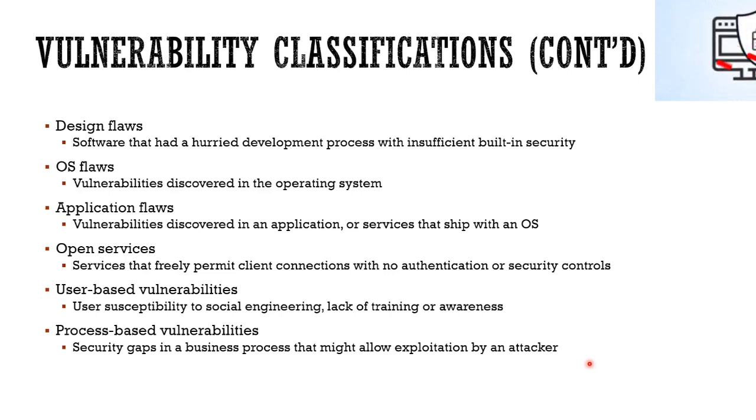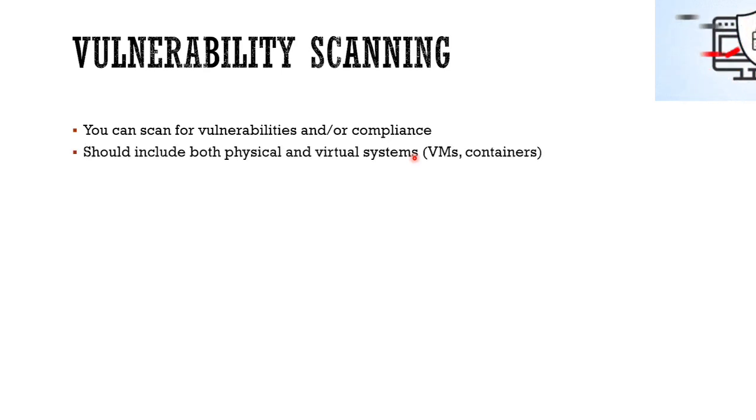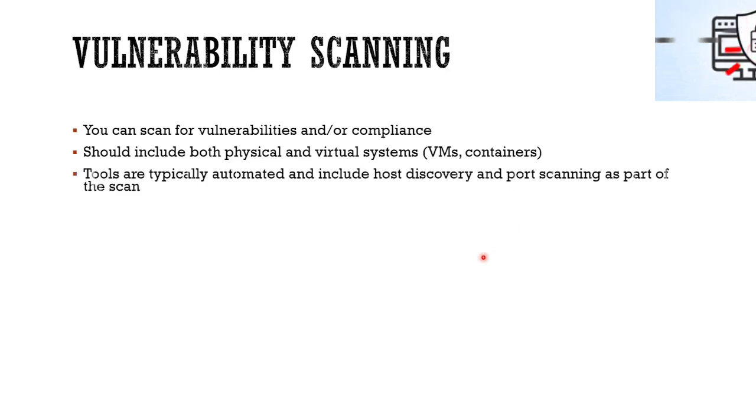So let's scan for vulnerabilities. We could scan for not only vulnerabilities, but also compliance. When you do vulnerability scanning, you can choose with some of the scanners. You can say, I'm trying to scan for compliance for some regulation, or just give me known vulnerabilities that you find. When you scan, you should include both physical devices and VMs, virtual systems, and containers. Usually you'll use an automated tool to do vulnerability scanning, and it'll do host discovery and port scanning as part of the scan.